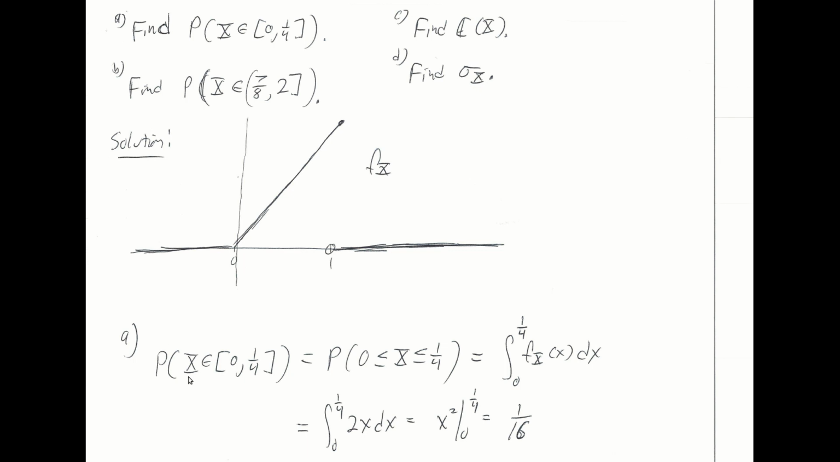Part A, we want the probability that x shows up between 0 and 1/4. Well, it's actually stated as the probability that x lands in the interval from 0 to 1/4. I can rewrite that as the probability that 0 is less than or equal to x, which is less than or equal to 1/4. That probability is given by the integral of the density function from 0 to 1/4.